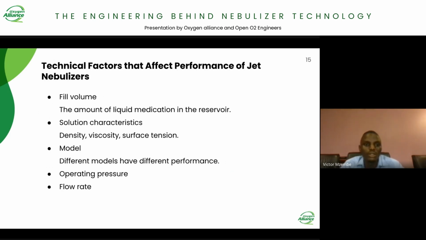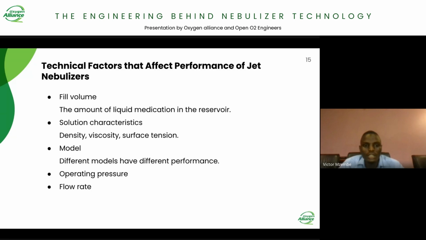So let's look at the technical factors that affect the performance of jet nebulizers. The first factor is the fill volume. The fill volume is just the amount of liquid medication that is in the reservoir. The higher the fill volume, the greater the nebulization rate. However, if the fill volume exceeds the recommended demarcations, it can also be a problem for the nebulization process.